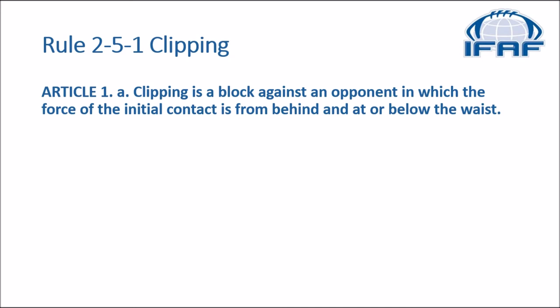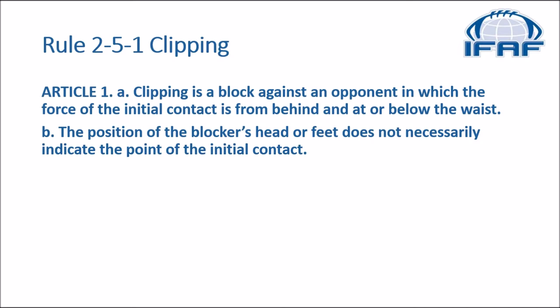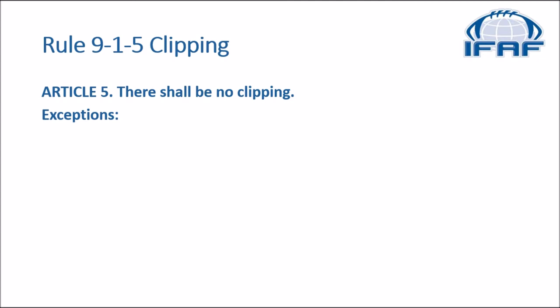In the rule book, we start with 2-5-1 defining clipping. Clipping is a block against an opponent in which the force of the initial contact is from behind and at or below the waist. B, the position of the blocker's head or feet does not necessarily indicate the point of the initial contact. In rule 9-1-5, it says there shall be no clipping, and then there are exceptions.